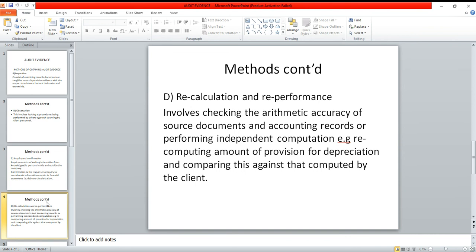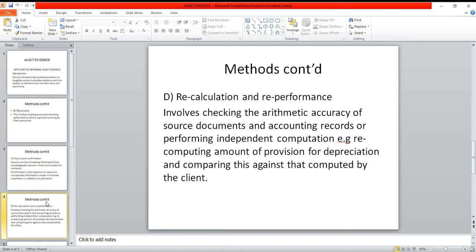And we have another method, which is recalculation and reperformance. These methods involve checking the arithmetic accuracy of the source documents and accounting records. So in performing independent computation, the auditor also assures himself of the accuracy of what is done in the financial records.